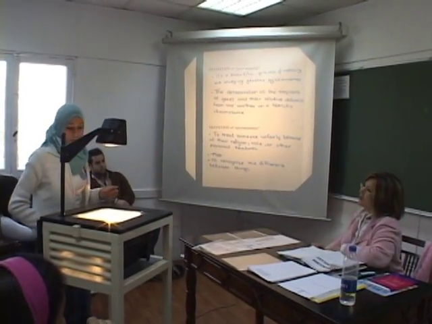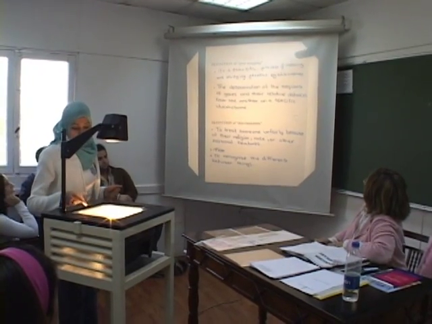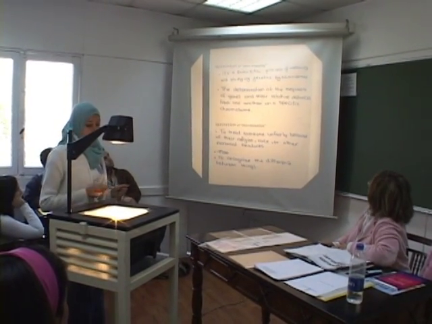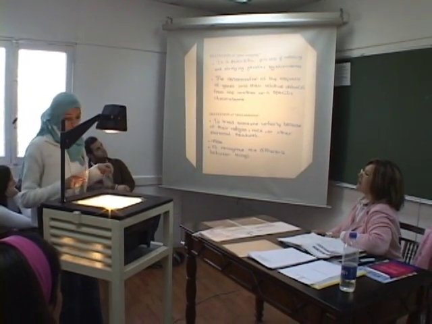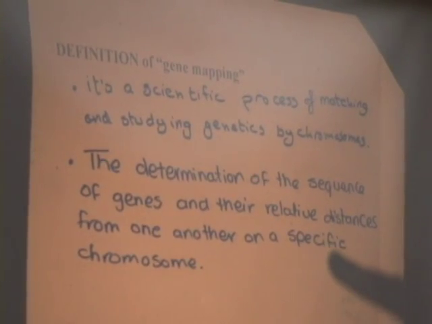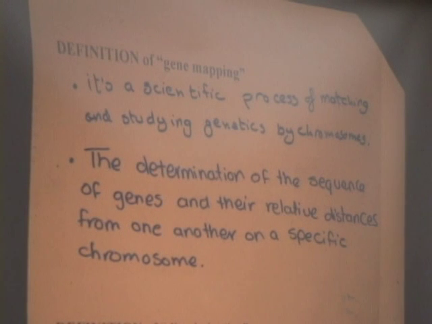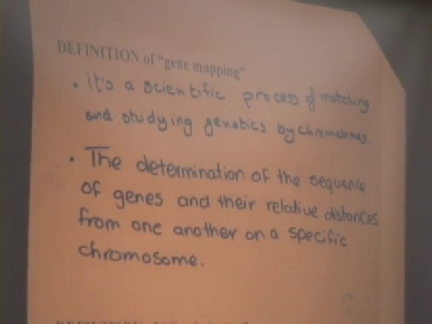Please read your definition. Definition of gene mapping: it is a scientific process of matching or studying genetics by chromosomes, or the determination of the sequence of genes and their relative distance from one another on a specific chromosome. Very easy.